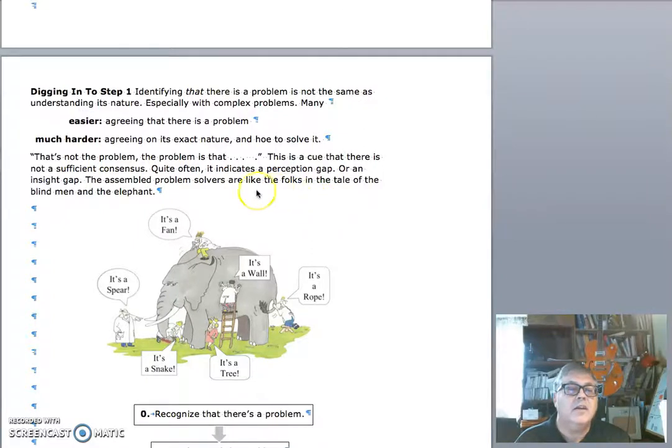Very often in a difficult problem that people are trying to solve together, you'll hear people say, that's not the problem, the problem is this other thing. That's usually a cue that there isn't a sufficient consensus. And usually different people will have their fingers on different parts of a problem. So maybe there's a perception gap or an insight gap.